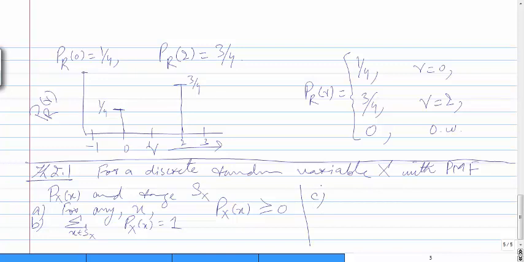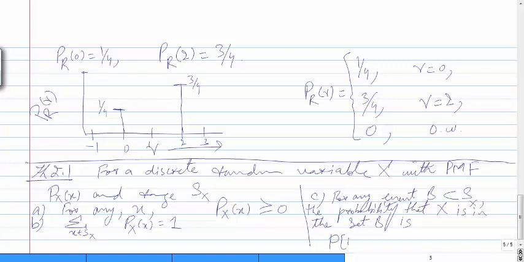Now the third part of this theorem says that for any event B, which is actually a subset of the range, the probability that X is in the set B is equal to the summation, for all those outcomes in the range which belong to B, of the PMF. You sum all those and you get the probability. So these are the three properties that are used for PMF.